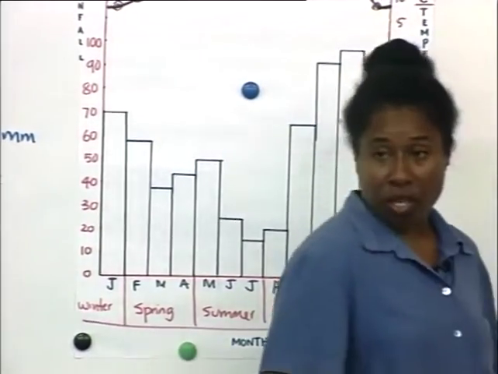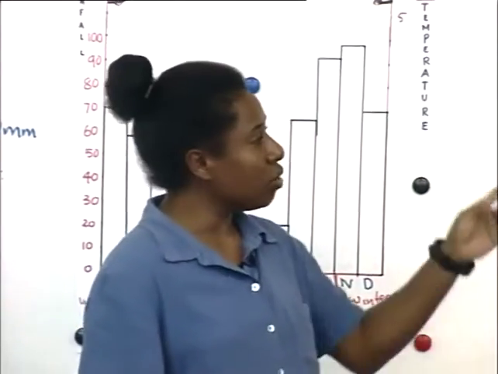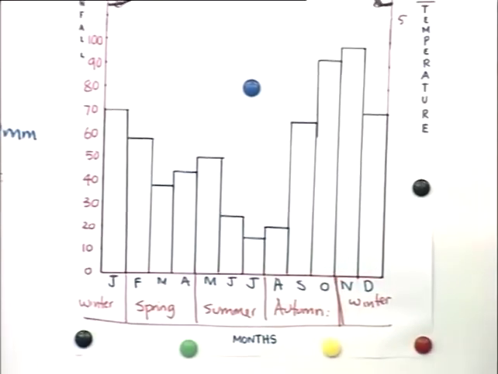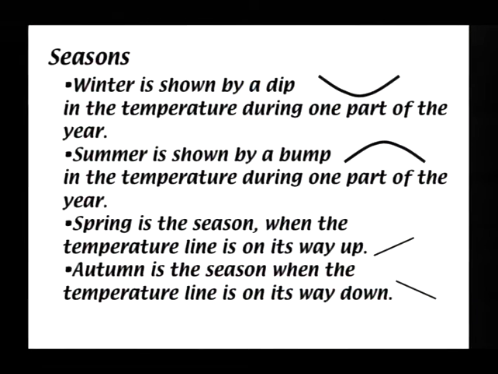Another important feature that we can identify from our climograph is looking at seasons. Winter is shown by a dip in the temperature during one part of the year.